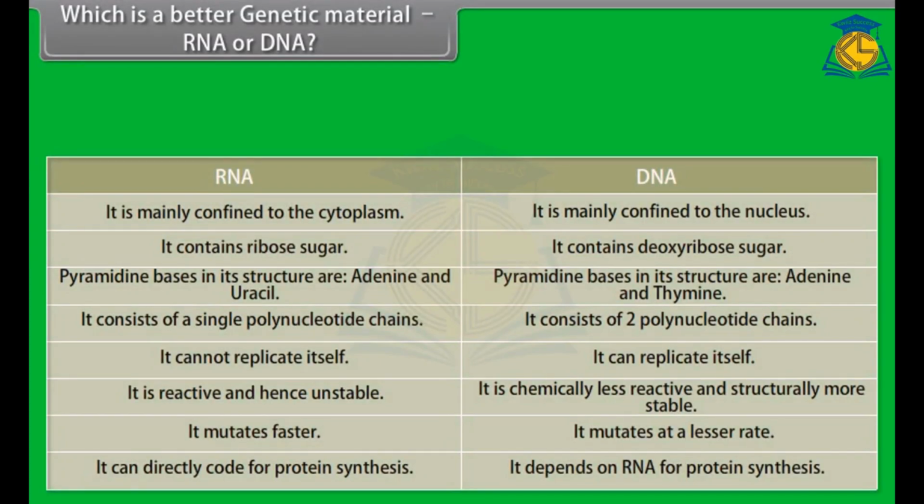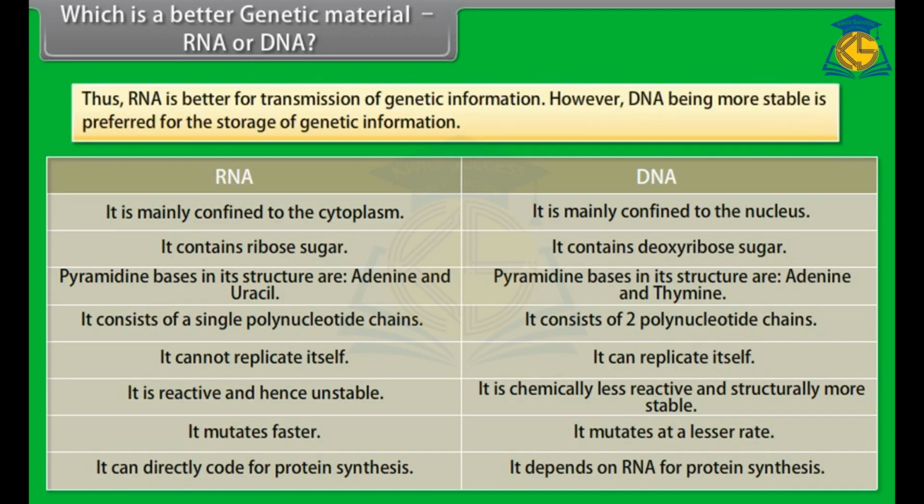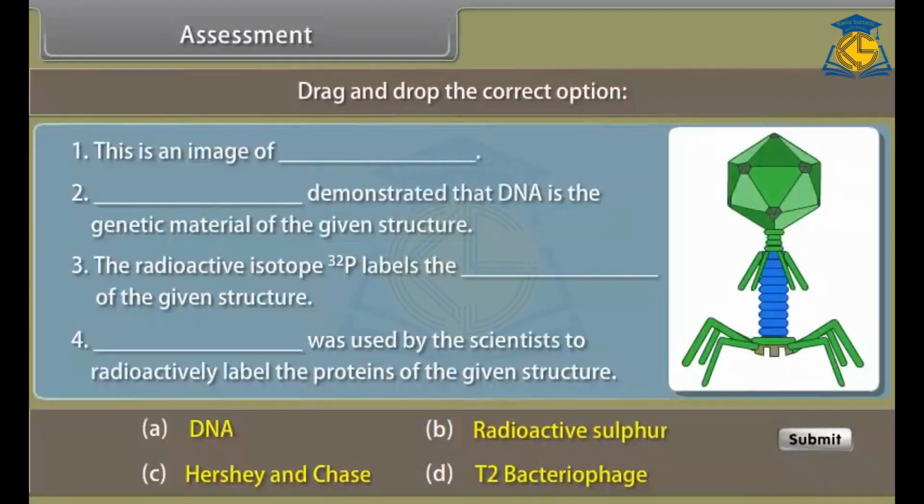These are some characteristics of RNA and DNA. Thus, RNA is better for transmission of genetic information. However, DNA being more stable is preferred for the storage of genetic information. Assessment. Before proceeding further, let us know how much you have learned. Drag and drop the correct option.